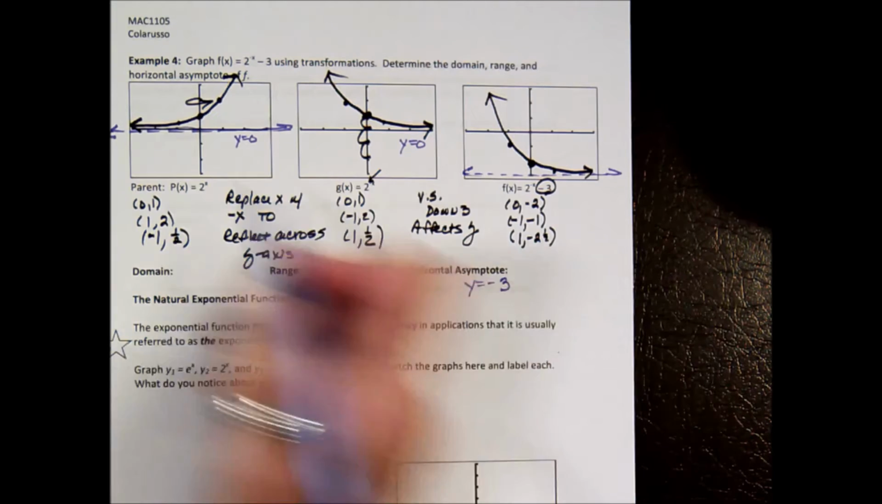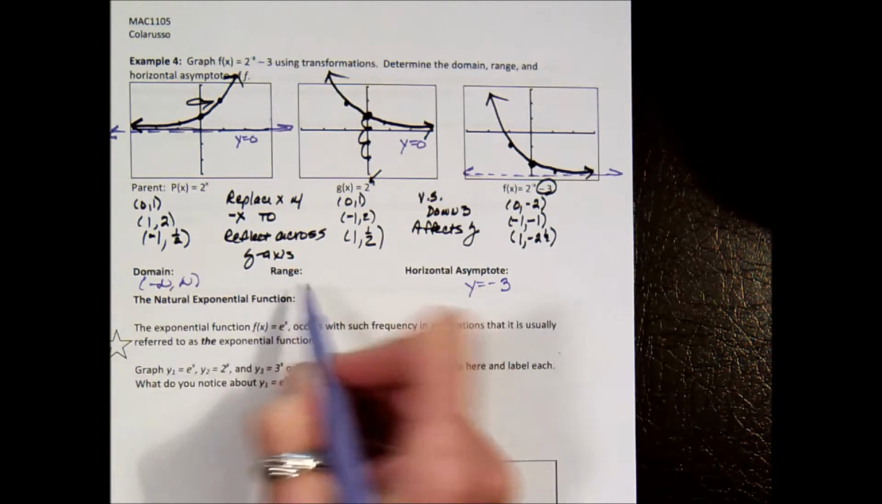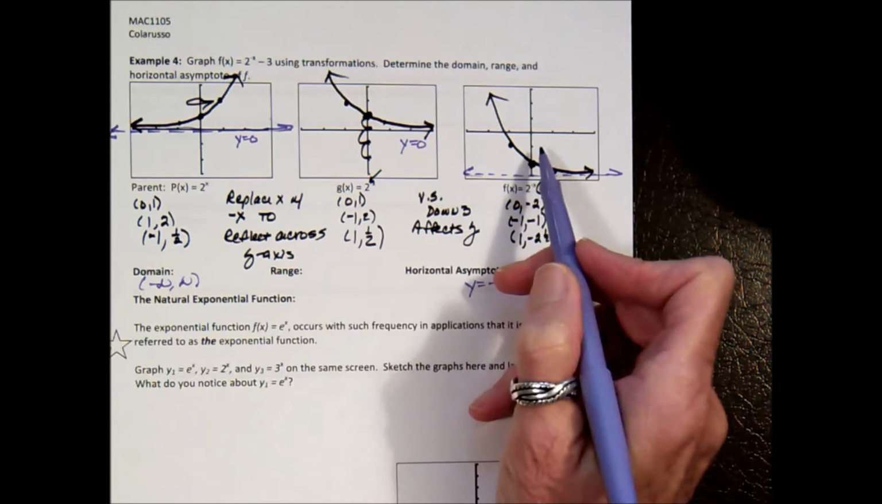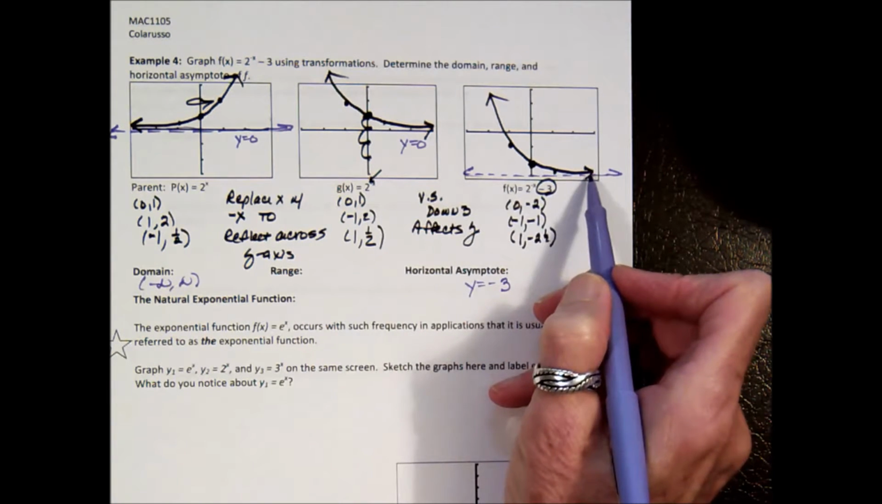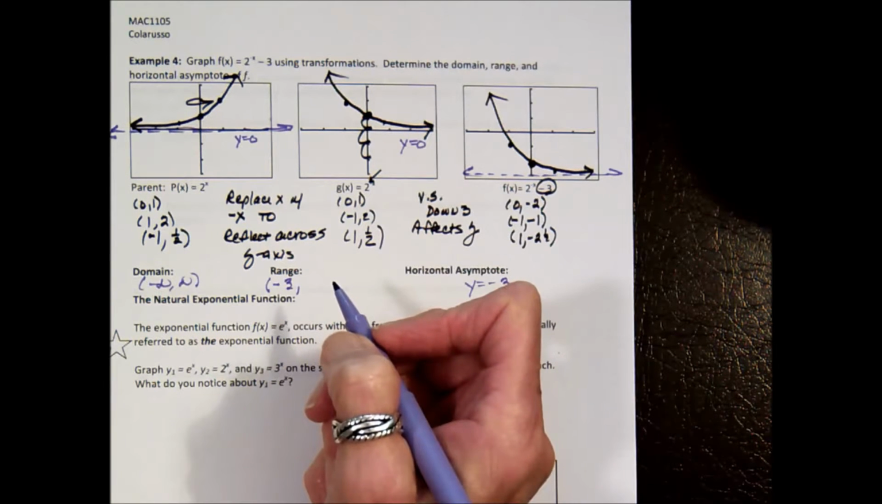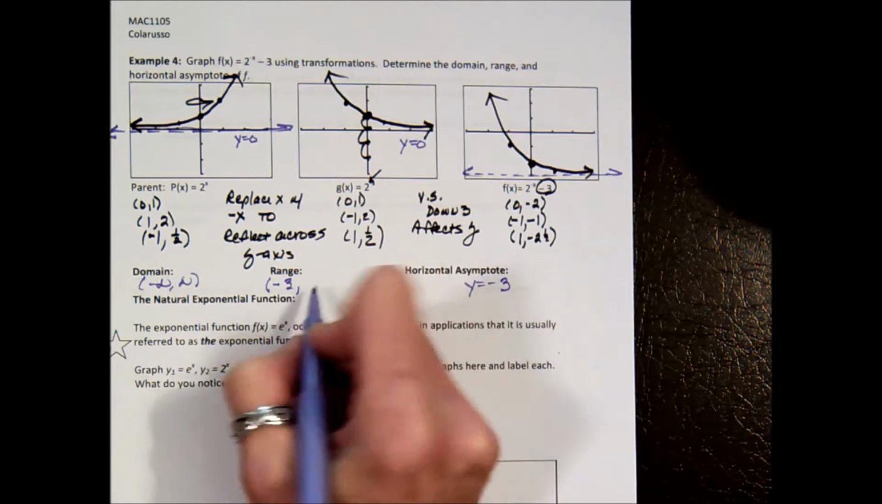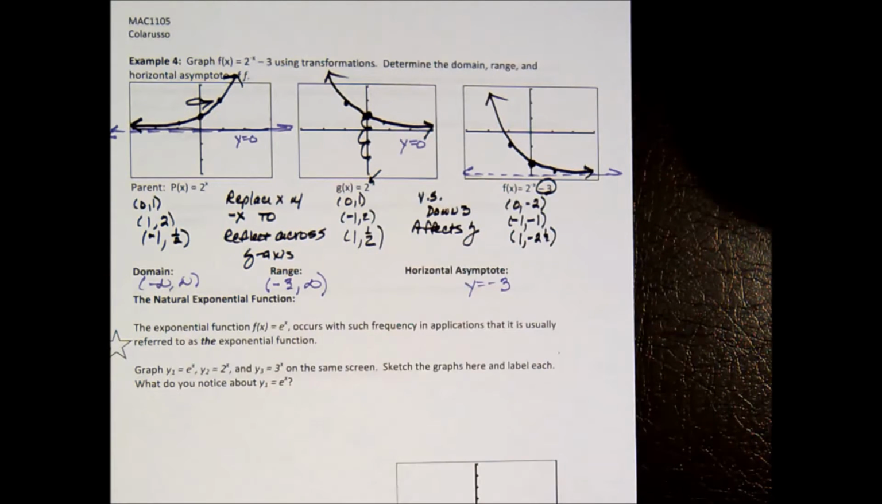The domain, left to right, is -infinity to infinity. But the range of my final graph, the lowest it can be is -3, and it cannot include that. And that's my x to infinity.